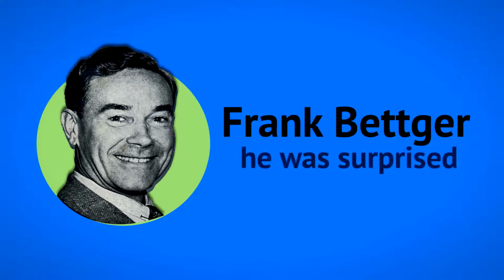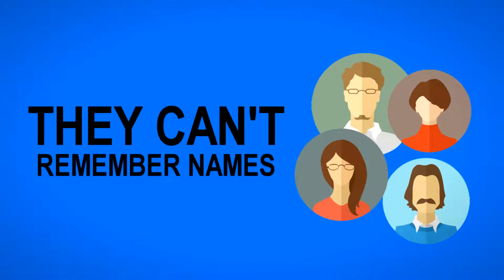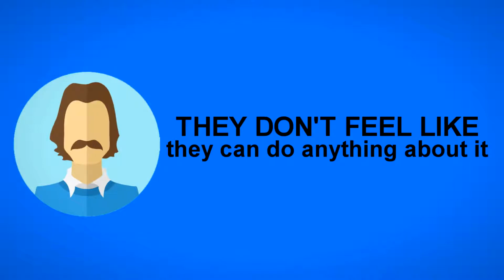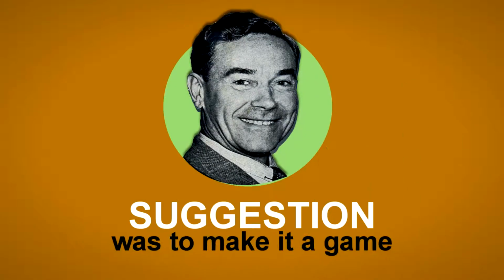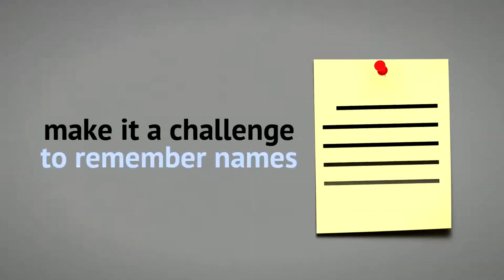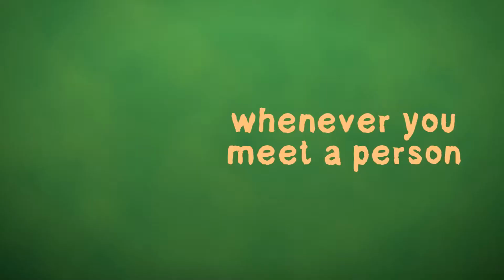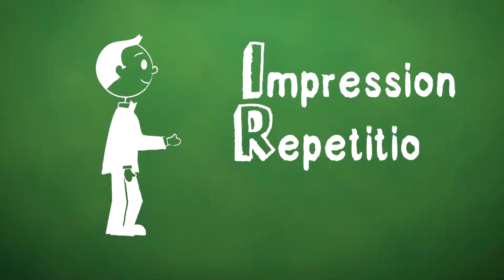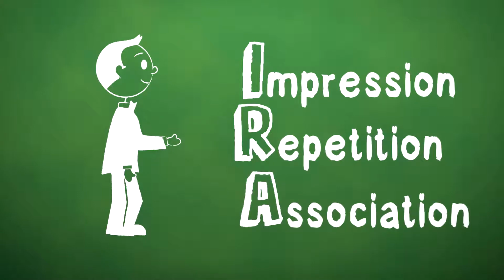Frank Bettger said that he was surprised at the large number of people who say they can't remember names, and yet they don't feel like they can do anything about it. His suggestion was to make it a game, turn it into a hobby, make it a challenge to remember names. He said that whenever you meet a person, use the initials IRA to remind yourself of the words impression, repetition, and association.